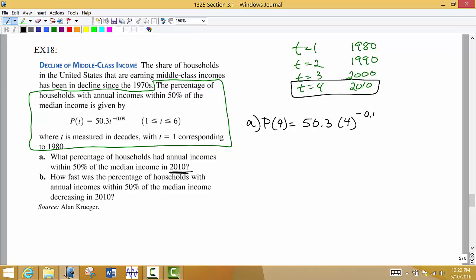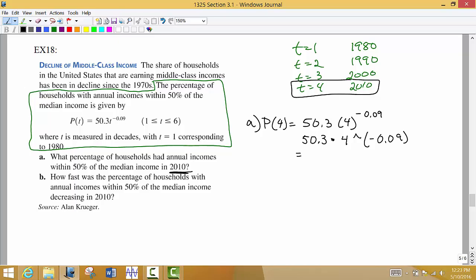So here we're actually taking our value and raising it to a negative exponent. All right, we put a 4 in. You basically can put this right into your calculator as you see it. If you're using a scientific calculator, then you would do something like this: 50.3 times 4, then the caret symbol, and then put in parentheses the negative sign and then 0.09, and then see what we get out.